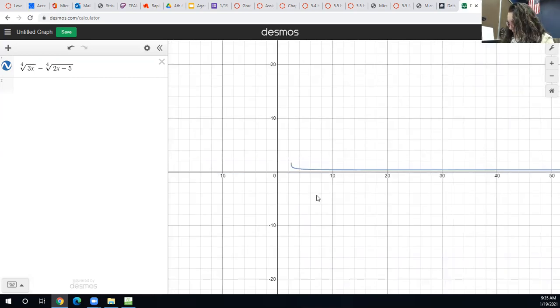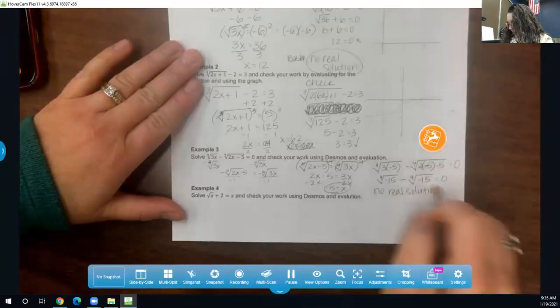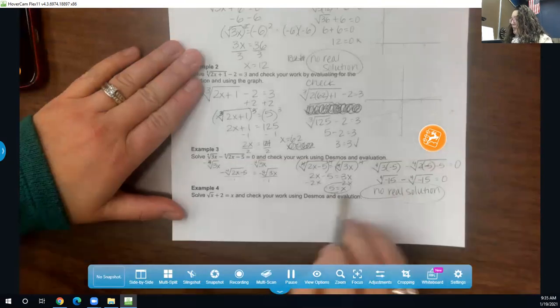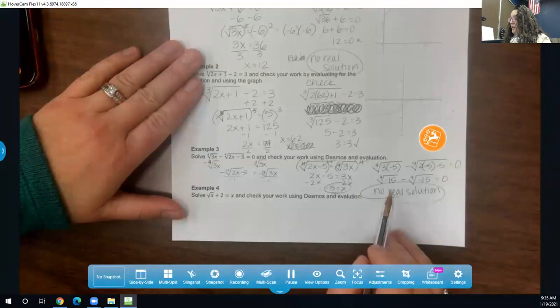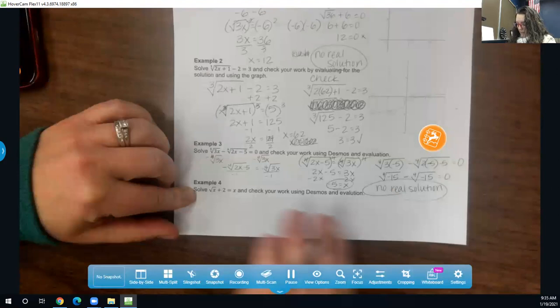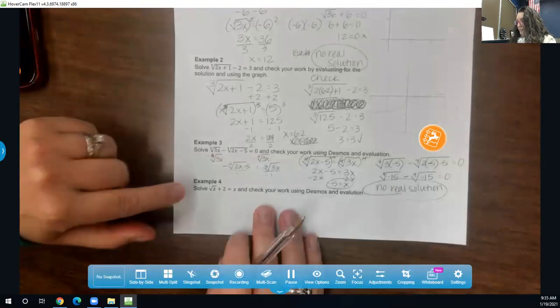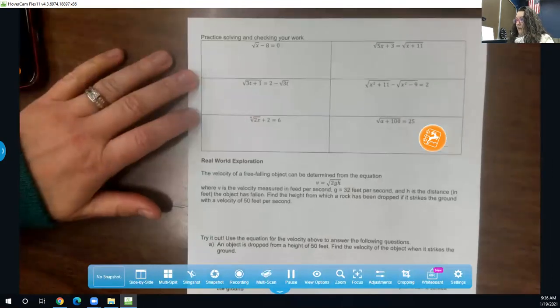So we're going to say here again, let me pull my document camera back up. No real solution. It looks at the beginning like you have something good going on, but then once you plug it back in, you get square roots of negative numbers or 4th roots of negative numbers. There's no real solution here. So no bueno. All right, I want you to do example 4. Try that using the graphing calculator, and then we're going to move on to the back here, okay?